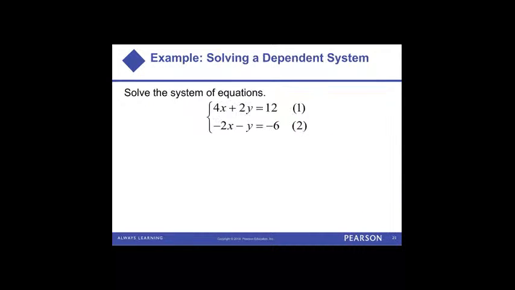Okay, let's give this one a go. We can use a similar method. I think solving for y in the second equation might be easier. So if we solve for y, add and add, we're going to get y equals negative 2x plus 6. Take this and plug it into equation 1. We'll get this plus 2 times y equals 12. And again, we're going to do our y in blue.